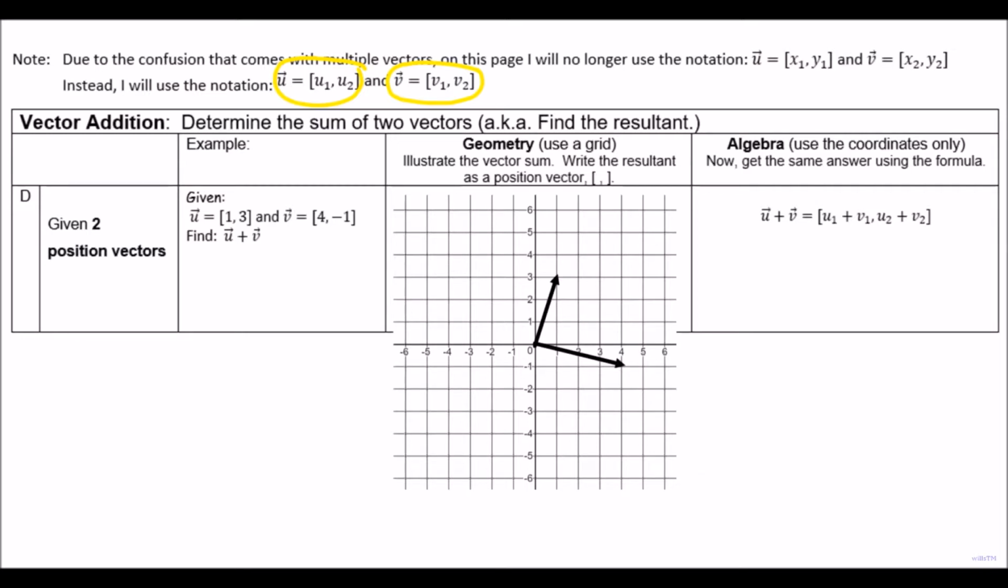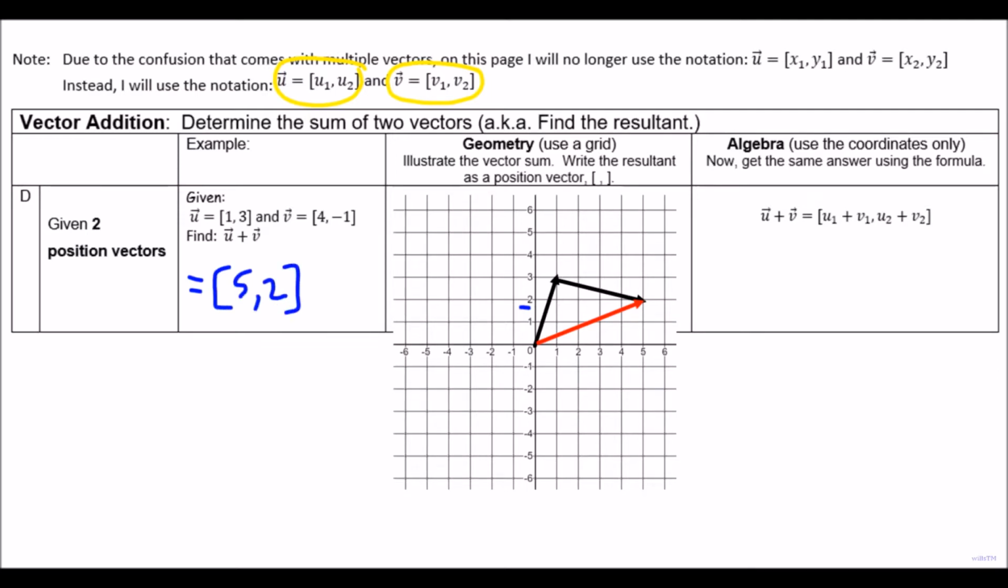Given vector u, which is 1, 3, so here's our vector u right here, and v, which is 4, negative 1, there's our position vector v. Find u plus v. So geometrically, going from last unit, what I can do is put these two vectors tip to tail. So I'm going to move my vector v so that it is at the tip of vector u, and then once I do that, my resultant will be this red vector here. So I can see u plus v is actually equal to the position vector 5, 2. So u plus v is equal to 5, 2.